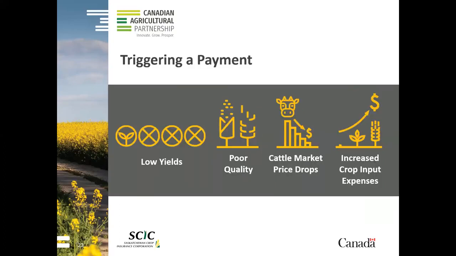So, triggering a payment with AgriStability. The whole farm situation is considered when determining a benefit. Benefits can be triggered by one factor or the combination of effects of several factors that on their own may not have triggered a benefit. An example of this is low yields alone can trigger a benefit, or poor prices can trigger a payment individually. But if your yields are just slightly below what you normally produce and the cost of your inputs go through the roof, this combination could trigger a benefit.